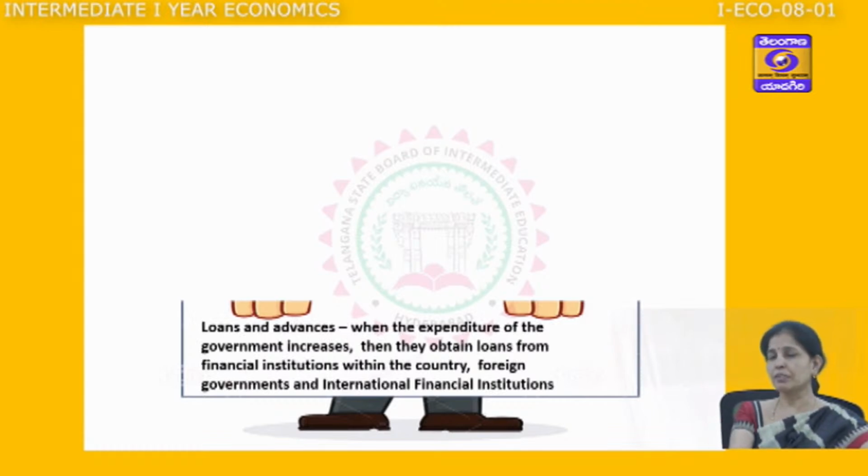The next one we have is loans and advances. When do we get this situation? When the government expenditure exceeds the income, then they have to obtain a loan from financial institutions, within the country or outside the country. So the government has to depend on loans from financial institutions within the country, or foreign governments, or any international financial institution, if the expenditures are exceeding the revenue.